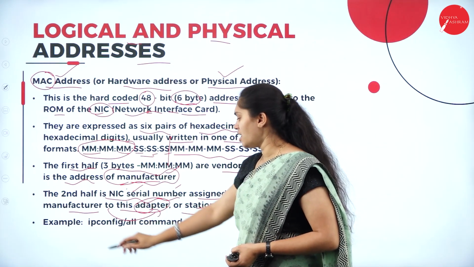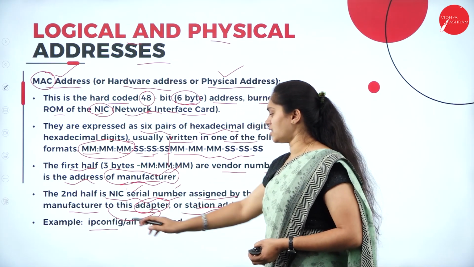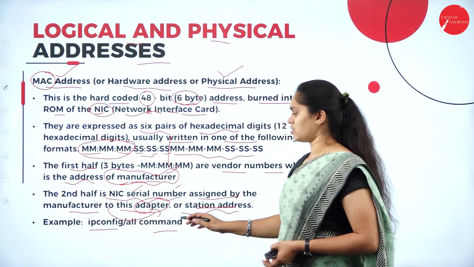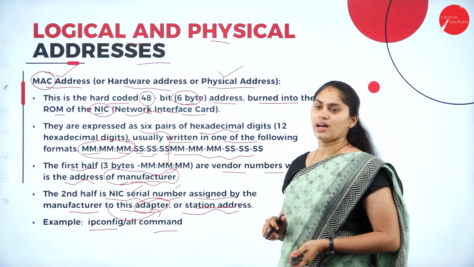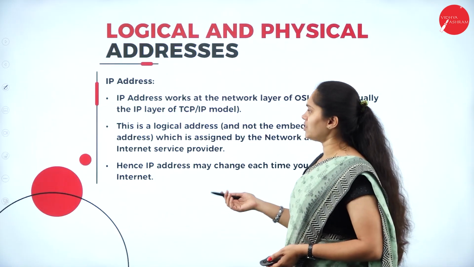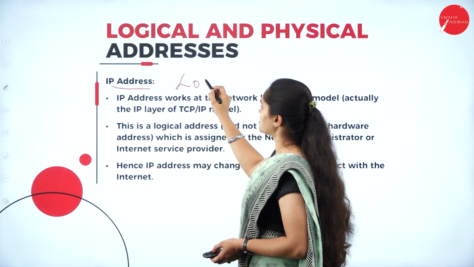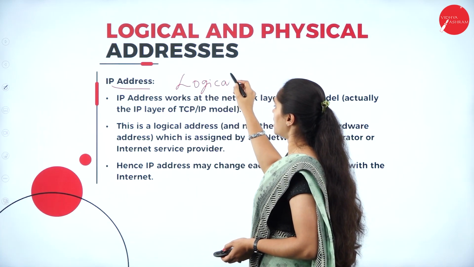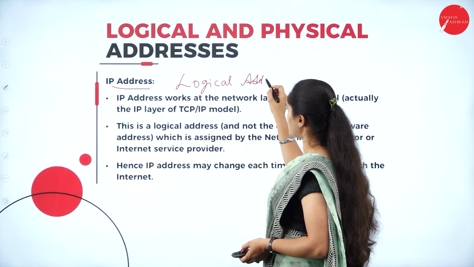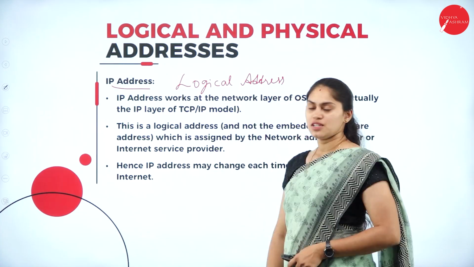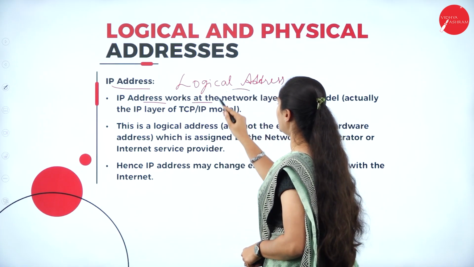Here you can see an example of the ipconfig /all command. This is used to get to know the MAC address. Then what about the IP address? It is also called the logical address. The MAC address is considered the physical address. This IP address works at the network layer.